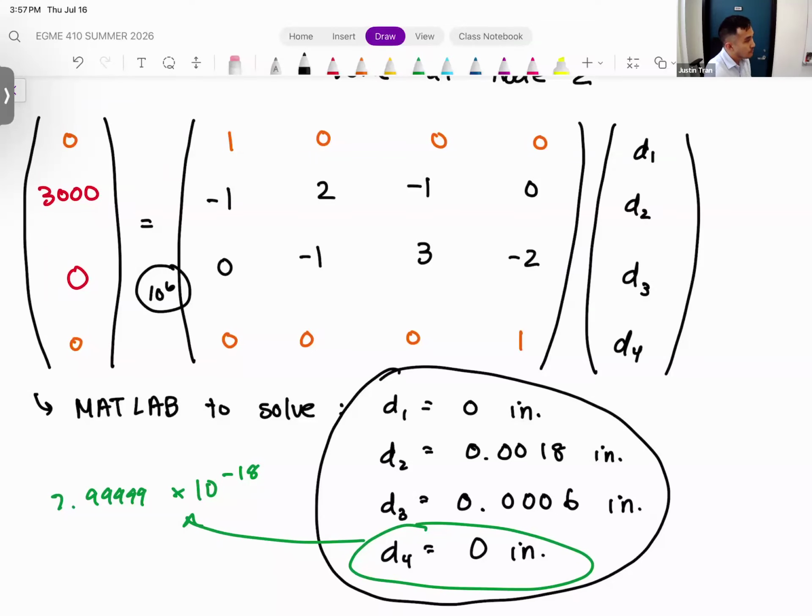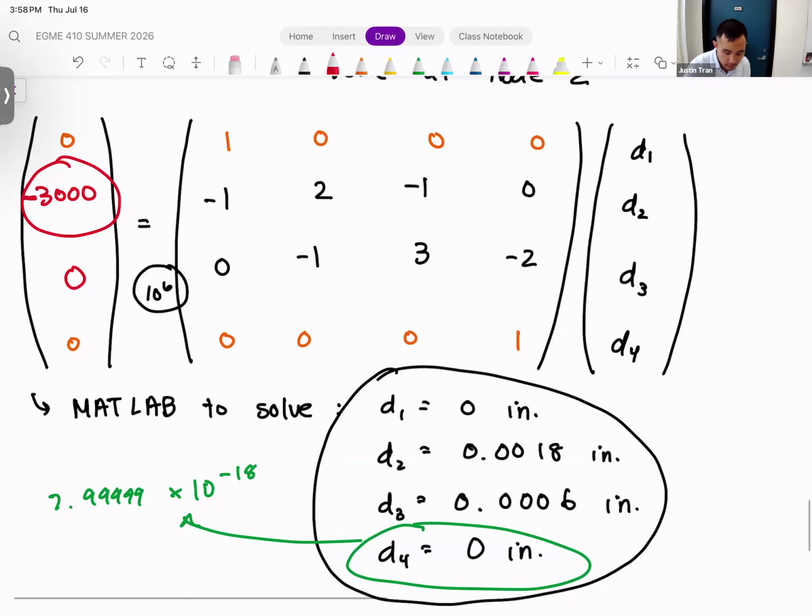Yes. If the 3,000 pounds was going to the left, would it be negative? Exactly. That's a good point. The question is, if the 3,000 pound force was going to the left, we need to adjust for that here as well. Whenever you plug forces into your forcing vector, you have to assign the sign to reflect the direction in which it's being applied. So if the 3,000 pound force was being applied to the left, we would change this to a negative 3,000. Good point.